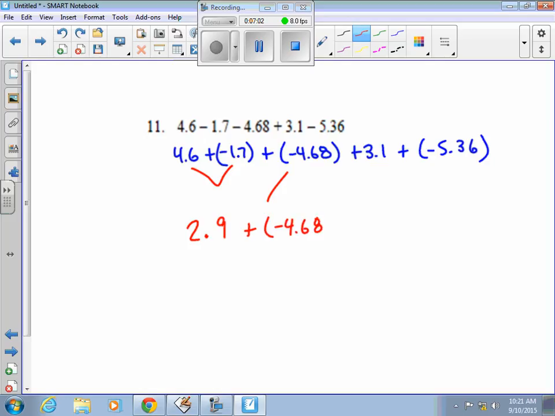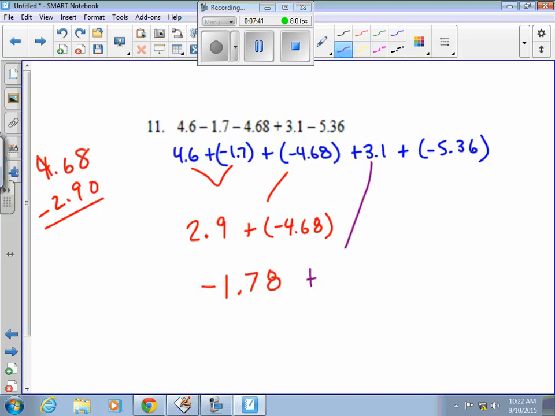We got a bunch of numbers to deal with right here, so we won't keep writing them all. We'll just bring them down one at a time. Opposite signs again, so subtract them. 4.68 is the larger value. So you have something that looks like this now. 4.68 minus 2.9, and it'll be 0. Because remember, when you add or subtract, you have to stack your decimals. 8 minus 0 is 8. You have to borrow 1. 16 minus 9 is 7. And then 3 minus 2 is 1. You have to determine if it's positive or negative. 4.68 is bigger. It's the larger absolute value. So it's negative 1.78. Bring this next one down, plus 3.1.